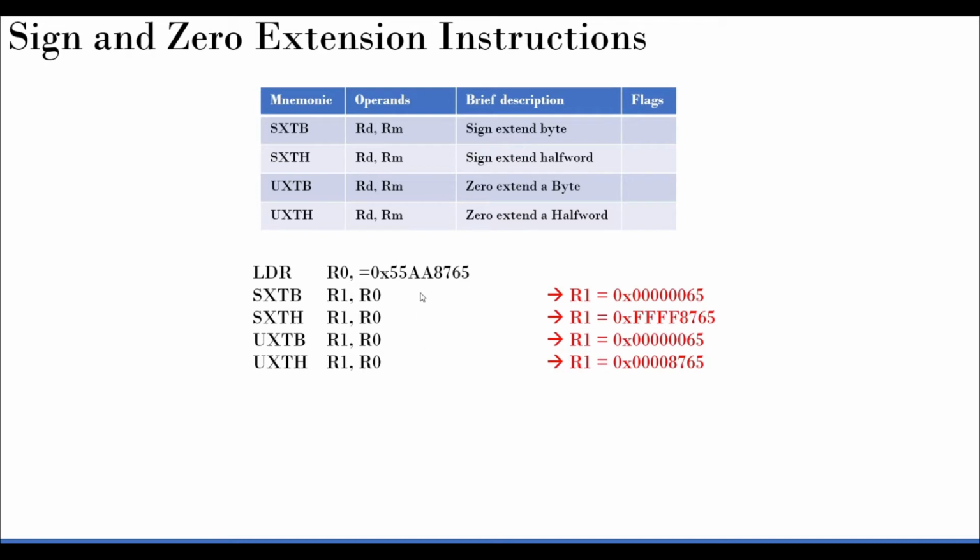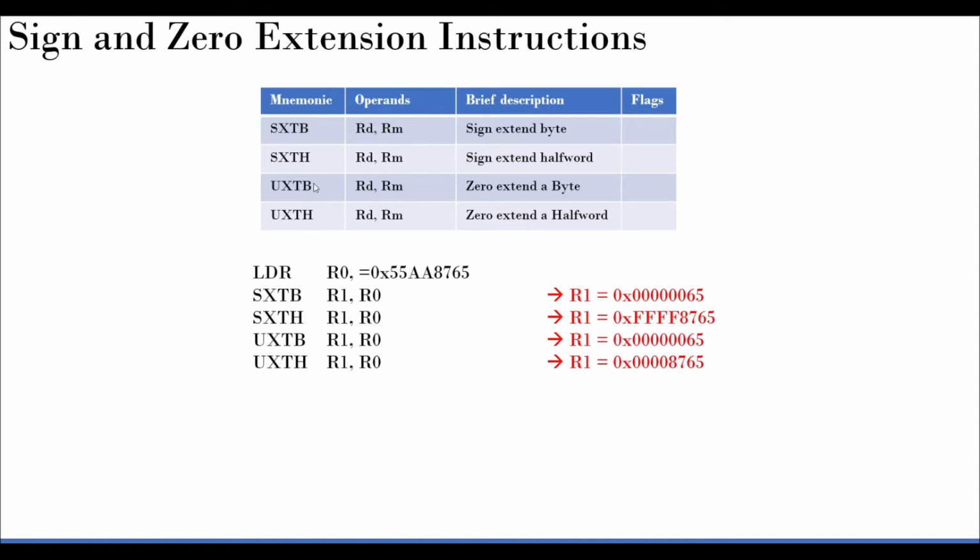Okay, so you have this 8765. The byte is basically 65, so 65 will be untouched, and whatever is the sign bit of this particular thing, this again is 0110, so 0 is the sign bit, that will get extended. This is self-explanatory. This is half word, so that means 8765 will be kept as it is, and the most significant bit of 8, which is 1, will get extended, that's why it's all FFF.